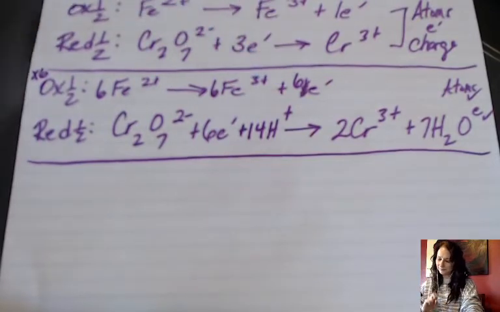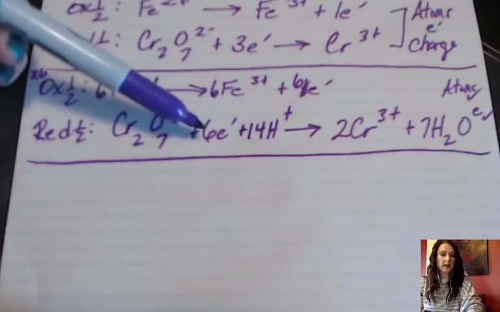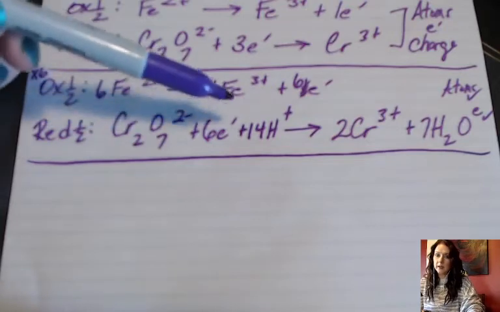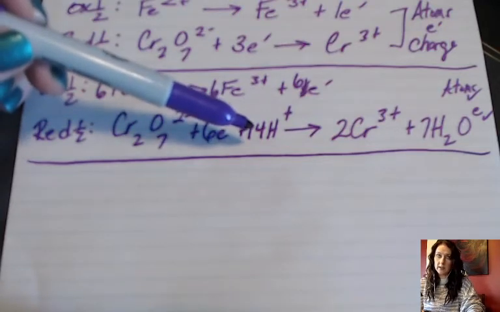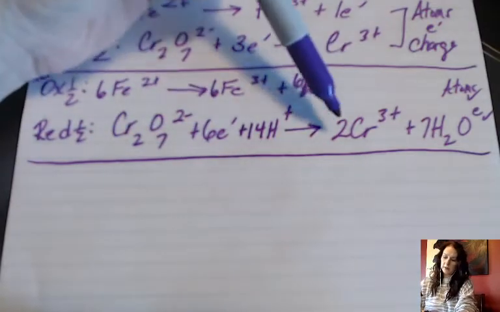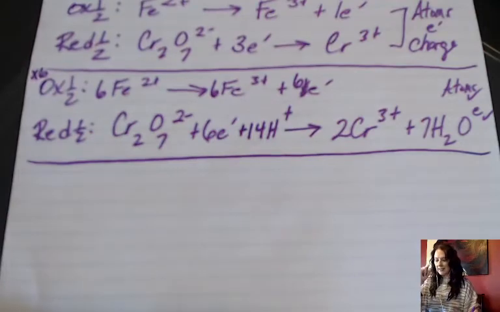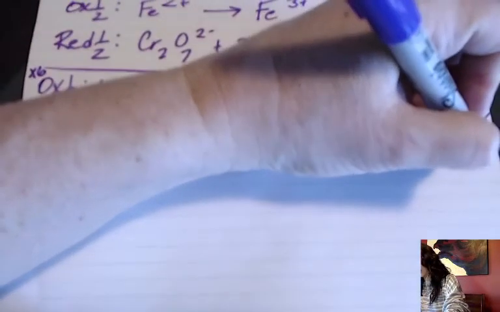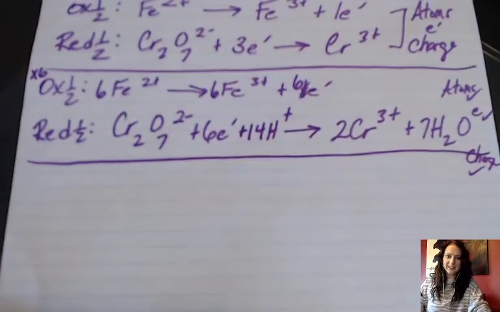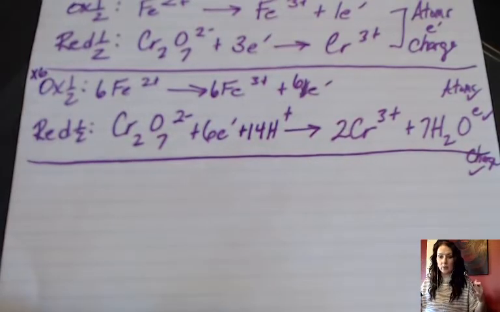Both same. Charge good. Dichromate is a minus 2. 6 electrons is a minus 6, so that's a minus 8 total. Plus 14 from the hydrogens gives me plus 6 overall. 2 times 3, 6, water neutral. Charge is good, 6 and 6. So again, I'm going to make a little note to myself. Charge. Good. Everything's great. At this point, you're going to cancel what you can cancel, add what you can add.